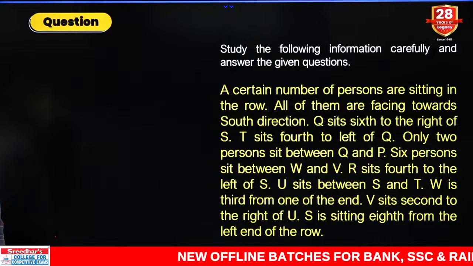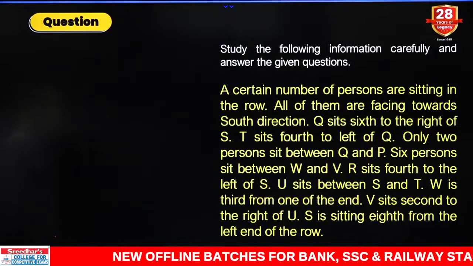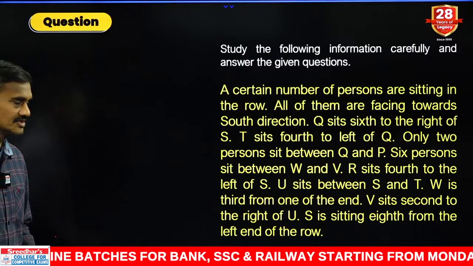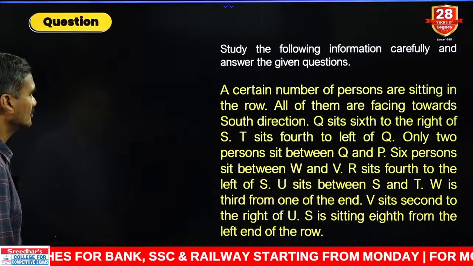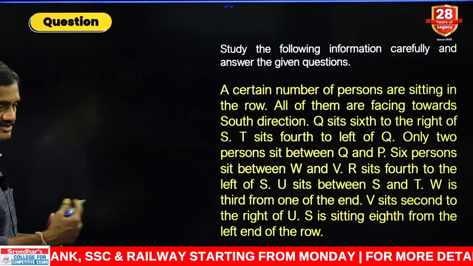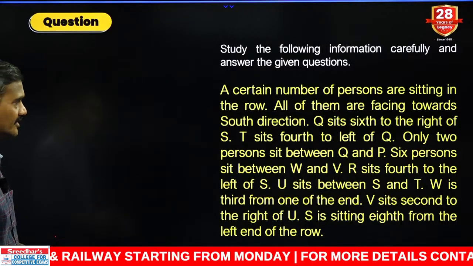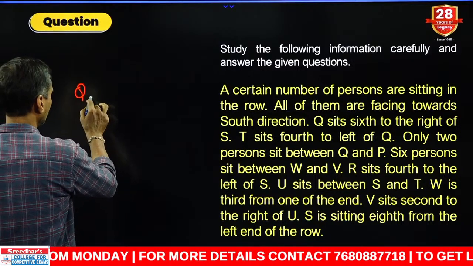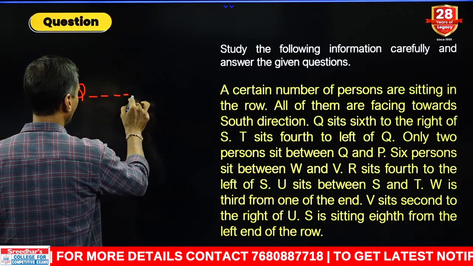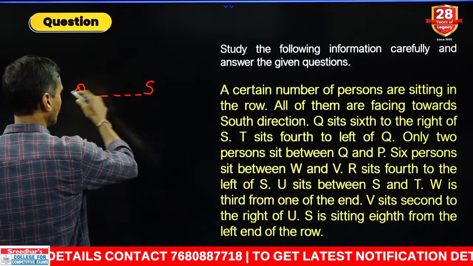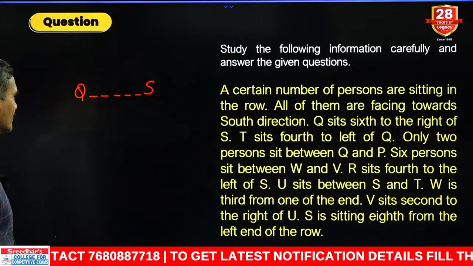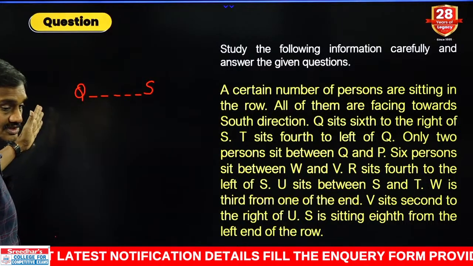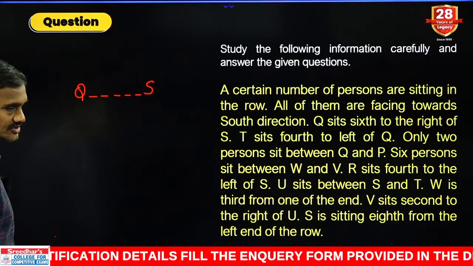Now in this one, a certain number of persons are seated in a row and all of them are facing towards south, as is clearly given. South means their direction and our direction will be opposite. And Q sits 6th to the right of S. Now Q is here. 1, 2, 3, 4, 5. S is here. Q is seated 6th to the right of S. Clear now? That means Q is on S's right hand side. That is, Q is towards our left hand side because they are facing towards south.